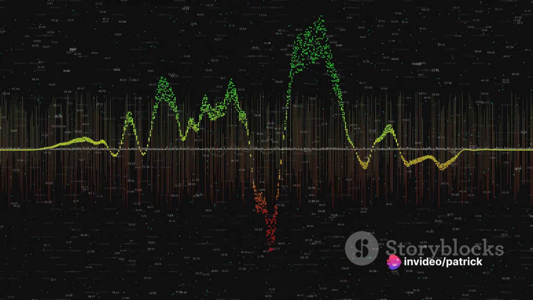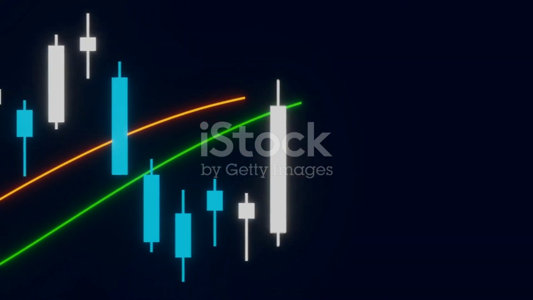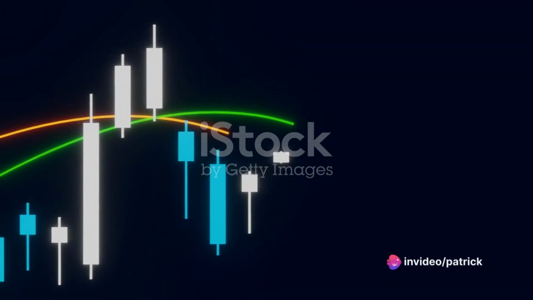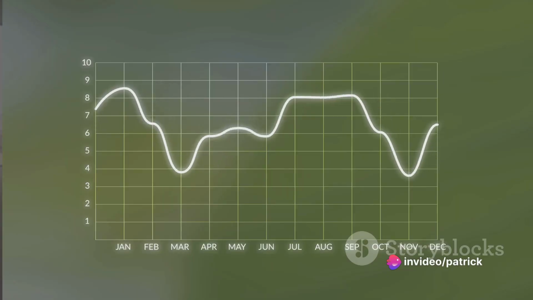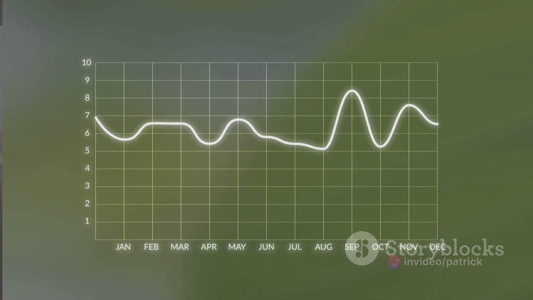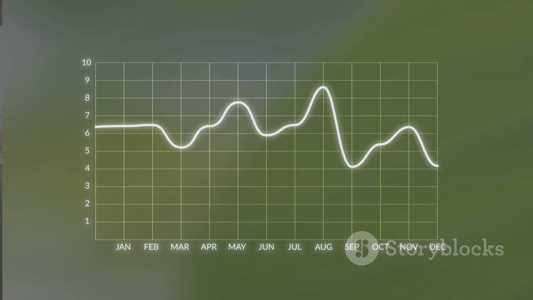One of the most common tools in technical analysis is the moving average. Imagine you're looking at a chart of currency prices that looks like a wild roller coaster ride. Now smooth out those peaks and valleys with a line that shows the average price over a specific period. That's your moving average. It helps traders identify potential buy and sell signals, smoothing out the noise of fluctuating prices.